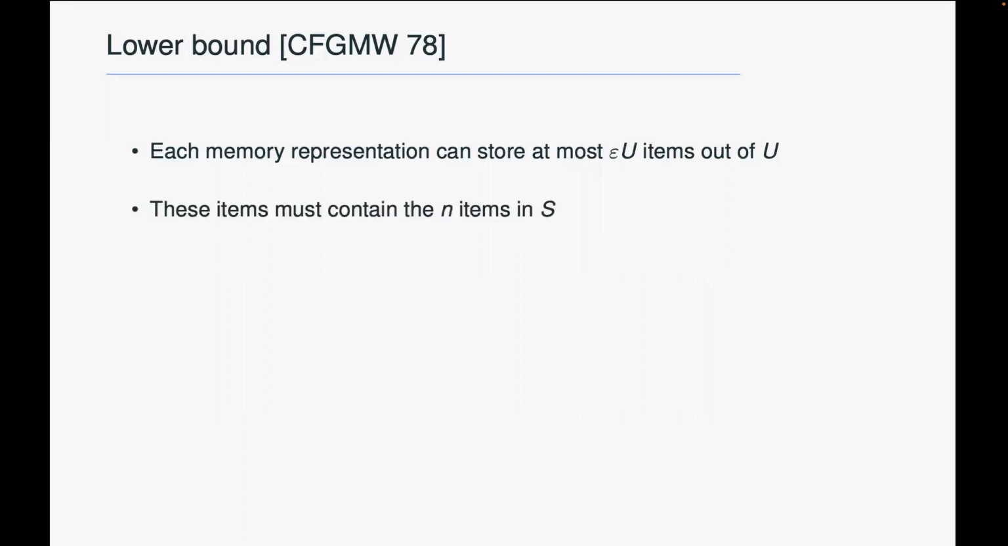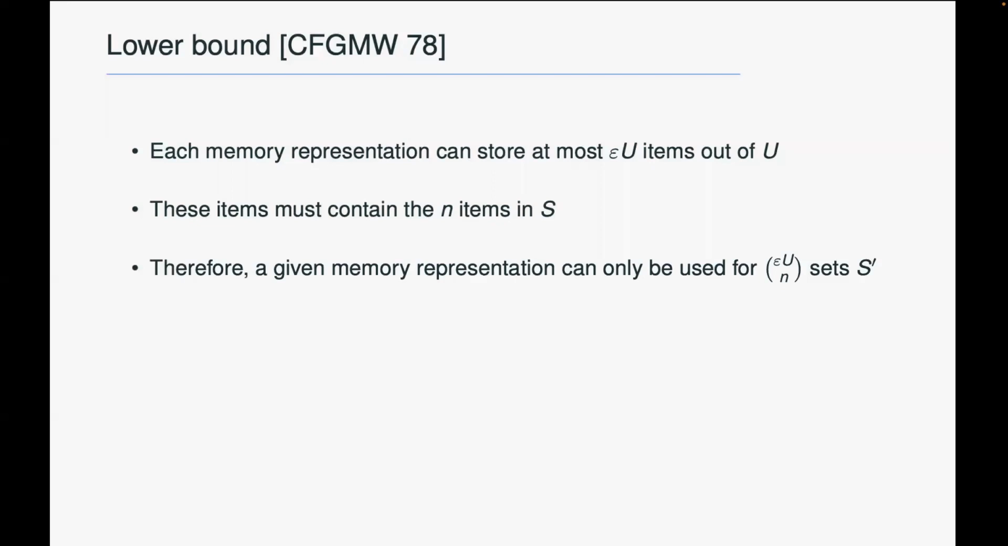This must be a superset of the n items I'm actually storing in my filter for this memory. So if I'm using a given memory representation to store a given set of size n, the things I say yes to must encompass the items actually in my set. That's required by no false negatives. So these correspond to filter guarantees: false positive probability epsilon on the first bullet point, no false negatives on the second bullet.